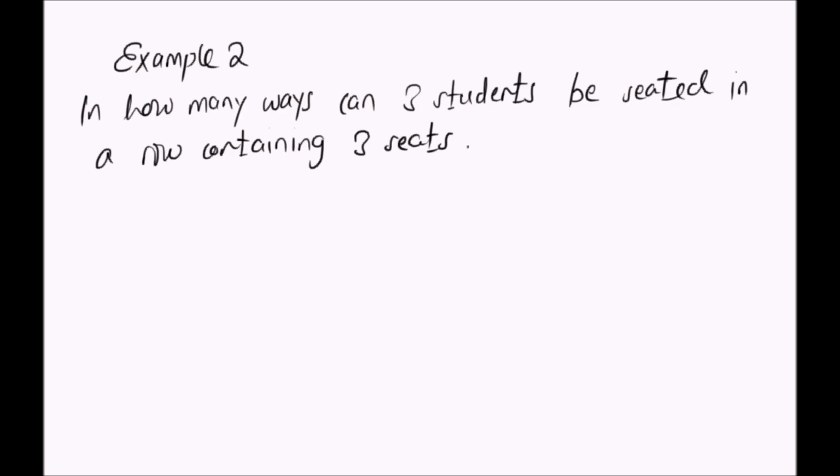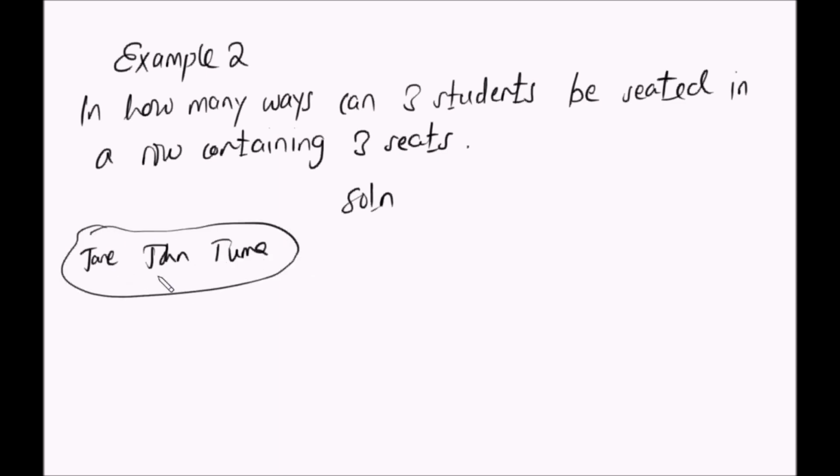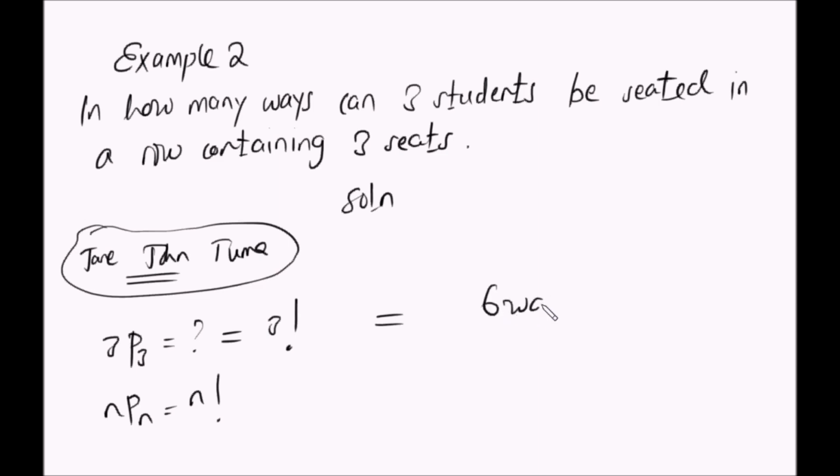Example 2 anasema, in how many ways can 3 students be seated in a row containing 3 seats? So you just want to arrange 3 students, manake labda ni Jane, John, na Juma. So in how many ways can you arrange this one? In a straight line. Manake ni 3 permutation 3. So tunajua n permutation n ni n factorial. Kwa hiyo hii itakuwa ni 3 factorial. So in how many ways? Manake ni 6 ways. Yeah, this is example 2.